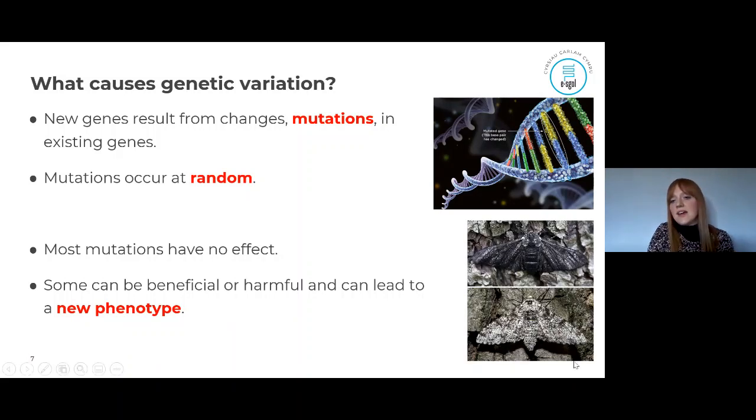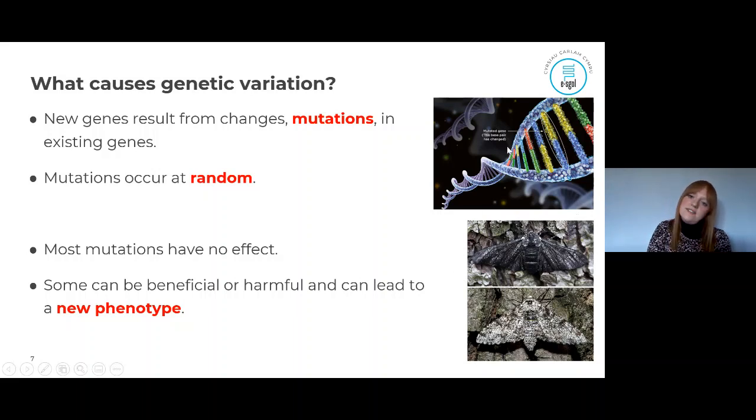And as you can see here in the bottom right-hand corner, I've put one of the most famous examples of natural selection. You might have studied this in school already. This is the peppered moth. And we can see here, this was the original peppered moth, but there was a dark version of the peppered moth as well. And this change in the gene came about because of a mutation.